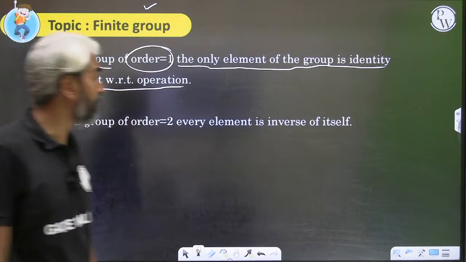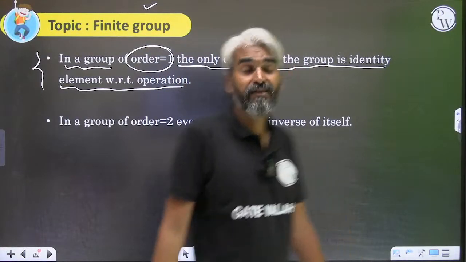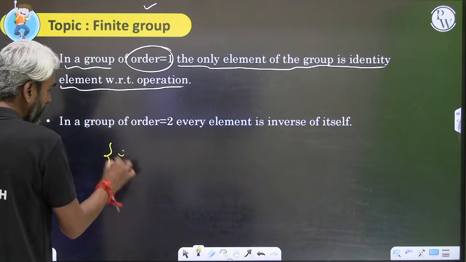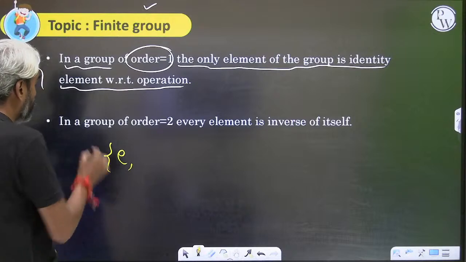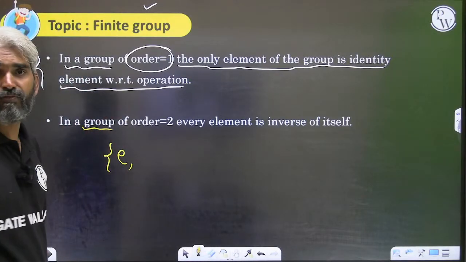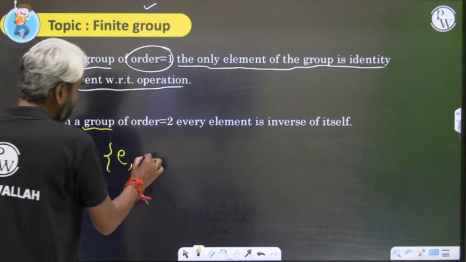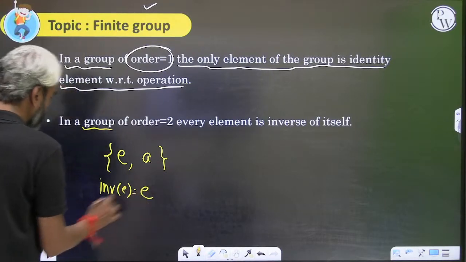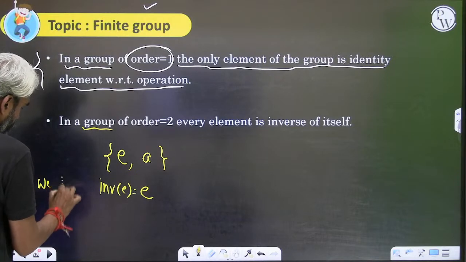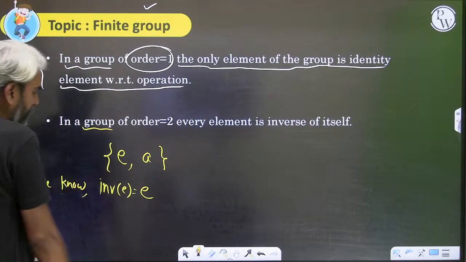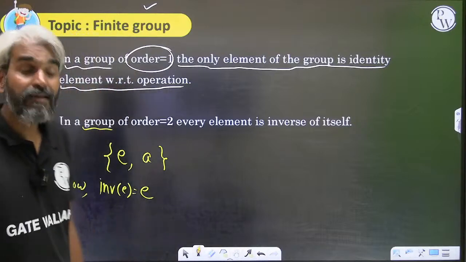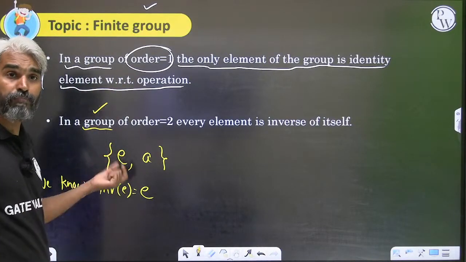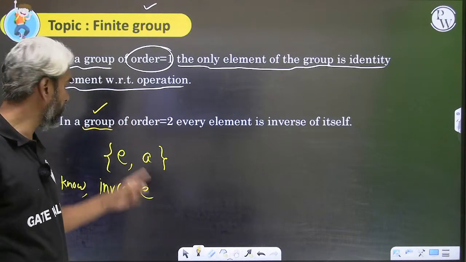Apart from that, please try to understand, whenever we have 2 elements in the set and it is a group, it is guaranteed that one of those 2 elements will be the identity element and the other element is, let's say, A. We know that the inverse of the identity element will be the identity element itself. Now, what can be the inverse of this other element? If it is a group, then we know that the inverse of the second element A exists.